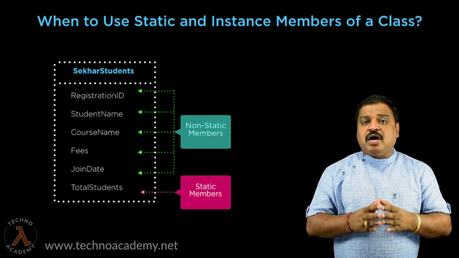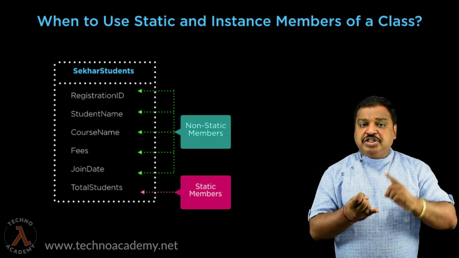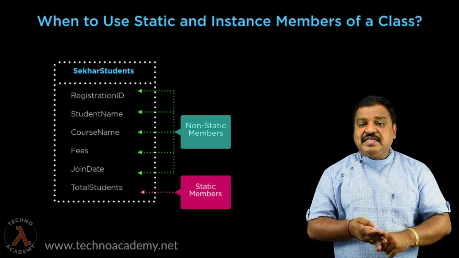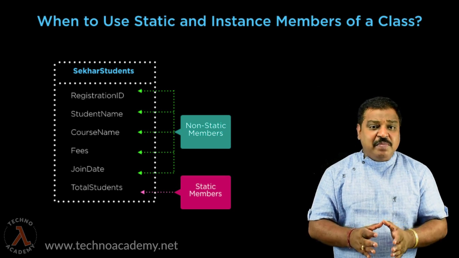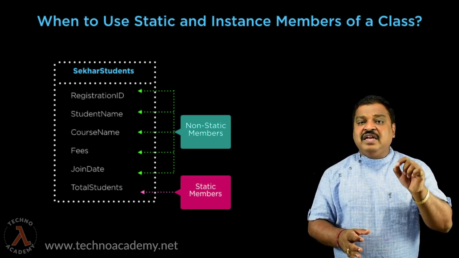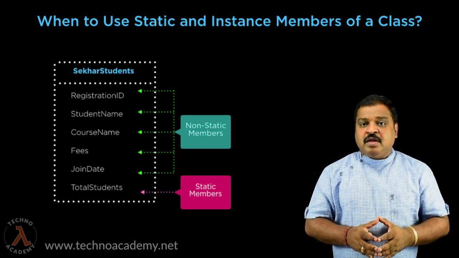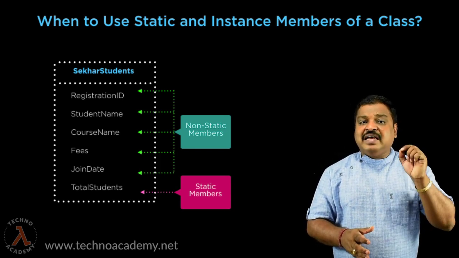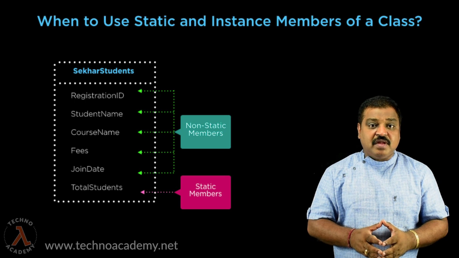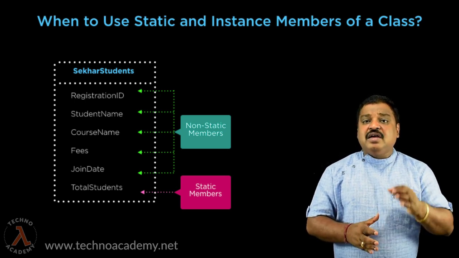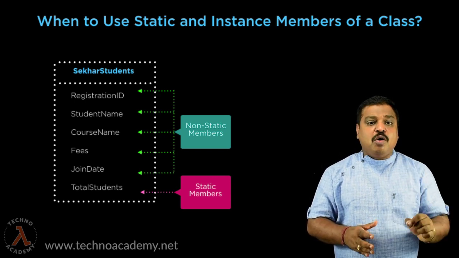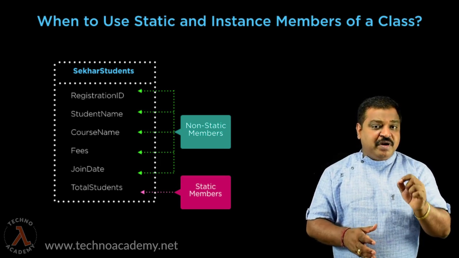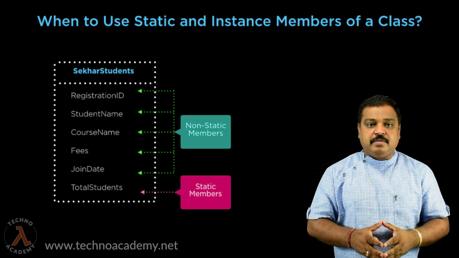So based on the above requirement, registration ID, student name, course name, fees and join date have to be specific for every individual student. And hence these members have to be defined as non-static members. And the total students value remains common for all the students, so that member should be defined as a static member.